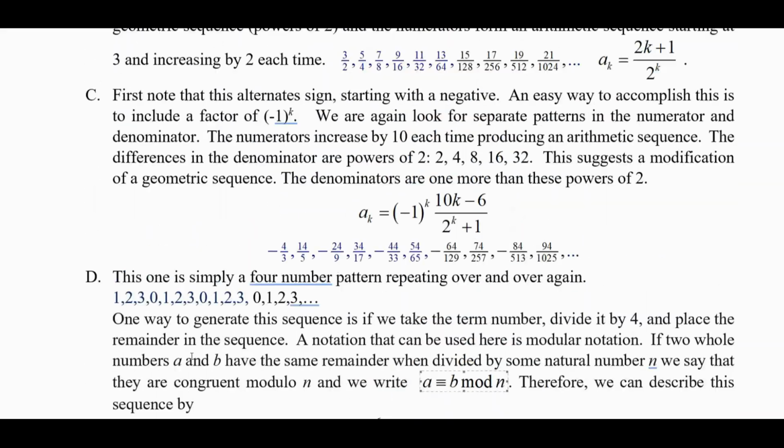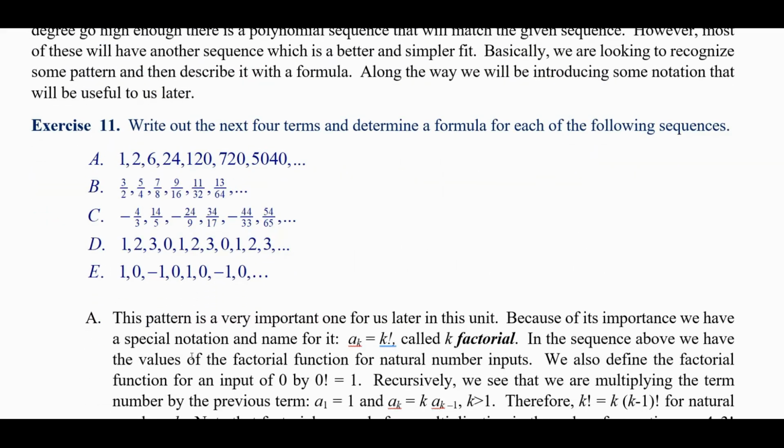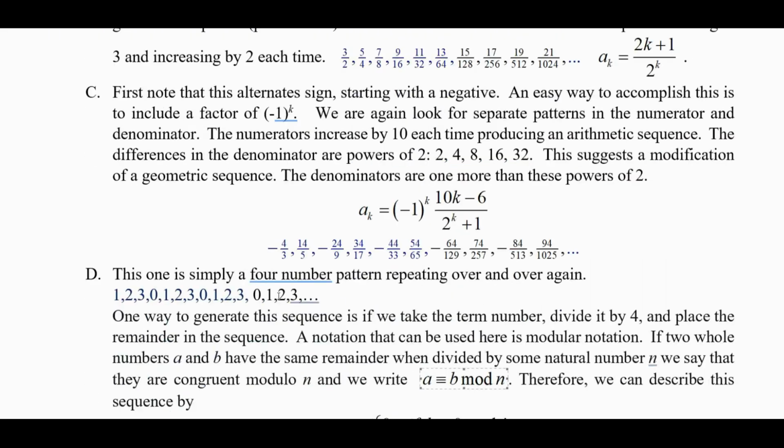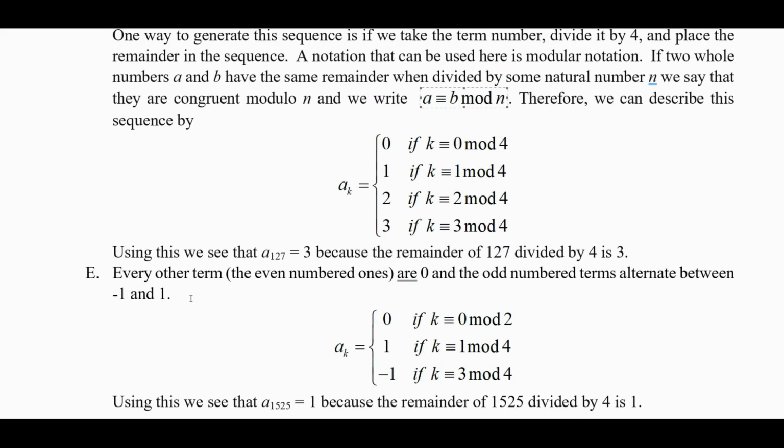And this last one, let's see, 1, 0, negative 1, 0. Okay. Here were the terms. It was 1, and then 0, and then negative 1, 0, positive 1, 0, negative 1, 0. Of course, then it'd be positive 1, and another 0, and negative 1, and another 0, and then positive 1, and so forth. So what's happening here is every other term is 0.